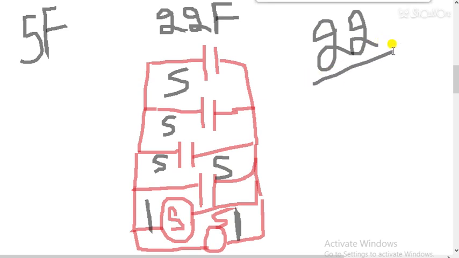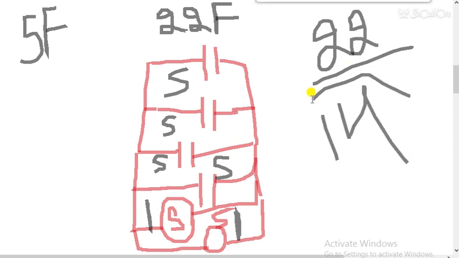So to get 22 farad from the capacitors of 5 farad, the minimum number of capacitors required are 1 2 3 4, 4 and 5 9, 9 and 5 14. 14 is the minimum number of capacitors required to get 22 farad from the 5 farad capacitors. One more question I will discuss, then I will give you homework.